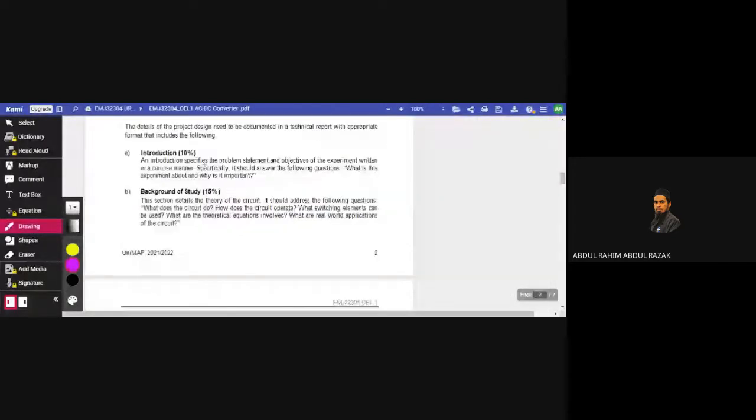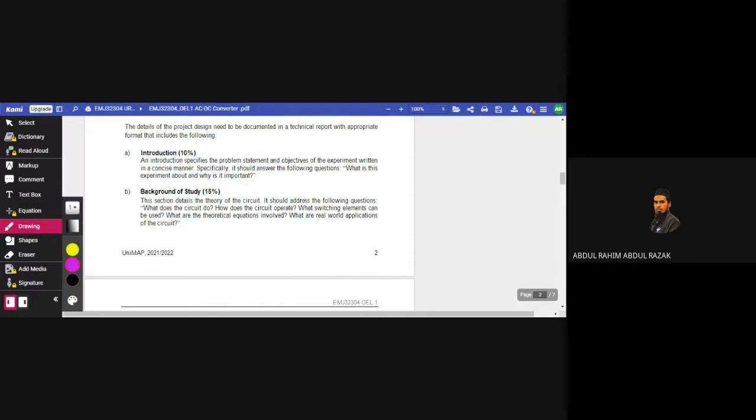Here are the specific things that should be contained inside the introduction. It should contain the problem statement, objective, or the experiment. It should answer the following questions: what is the experiment, what is it all about, and why you are performing the task.